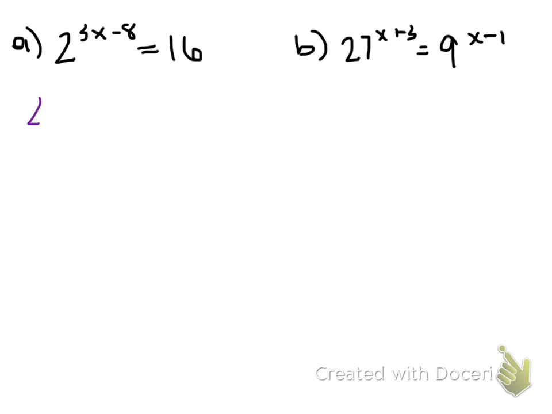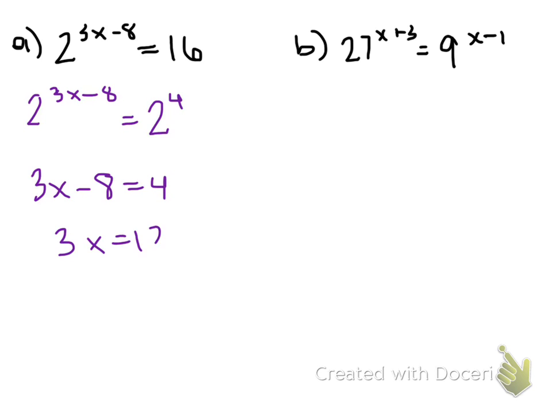So my common base is going to be 2, so the left side is going to stay as is, and the right side I can rewrite as 2 to the 4th. So like 4 squared is also 16, but I need the bases to be 2, and that's why we choose 2 to the 4th. Now that our bases are the same, we set our exponents equal. So the 3x minus 8 has to equal 4. I add the 8 over, and we get 12 divided by 3, and x is going to equal 4. So that's when you change one side.